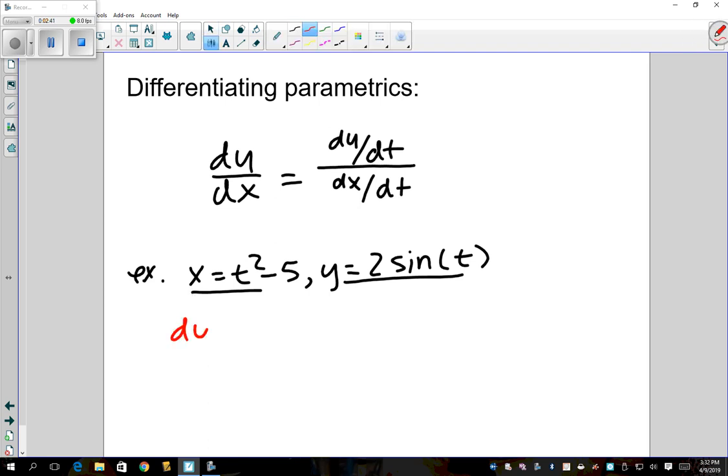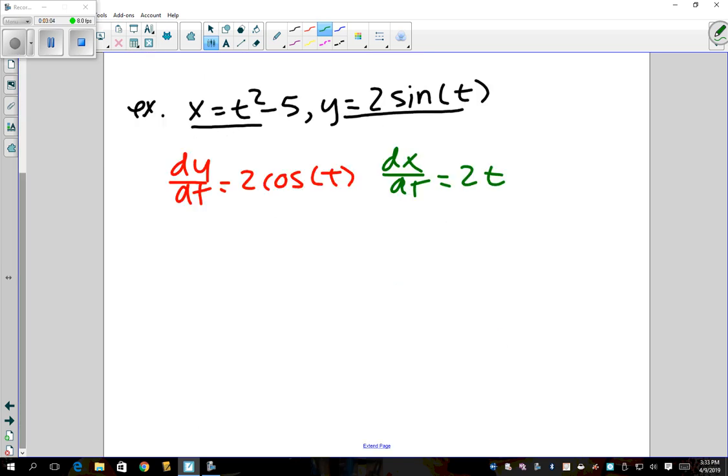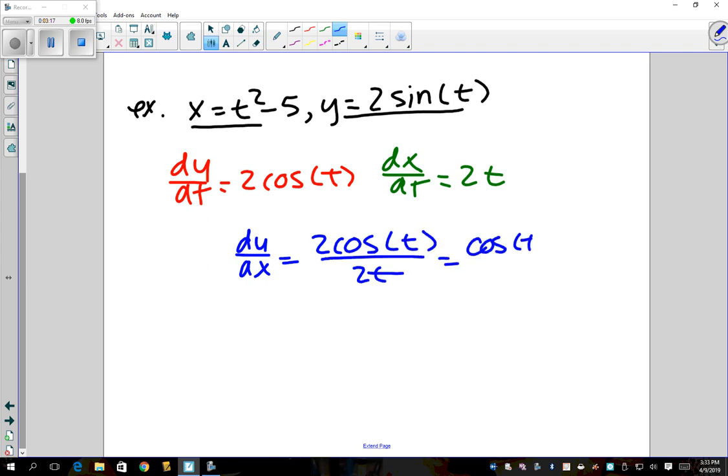So our dy dt, the derivative of y with respect to t: the derivative of 2 sine of t is just 2 cosine of t. And dx dt, the derivative of t squared minus 5, is just 2t. And so if I wanted to find this derivative, dy dx equals 2 cosine t over 2t, or just cosine of t over t.